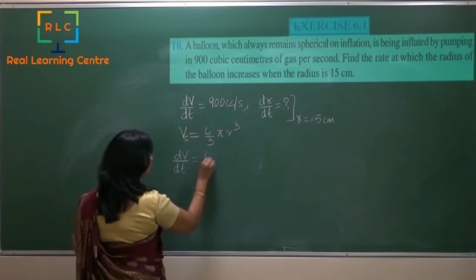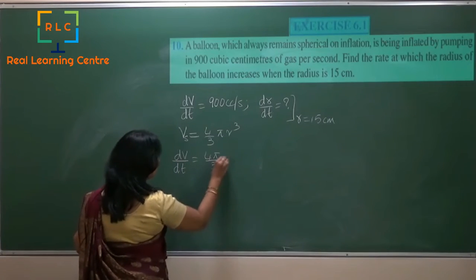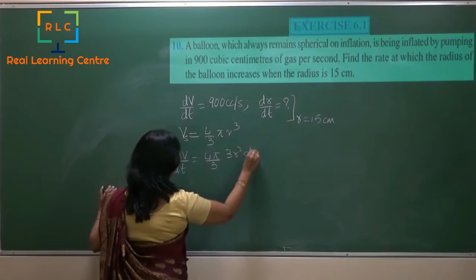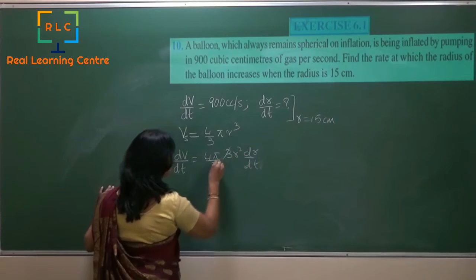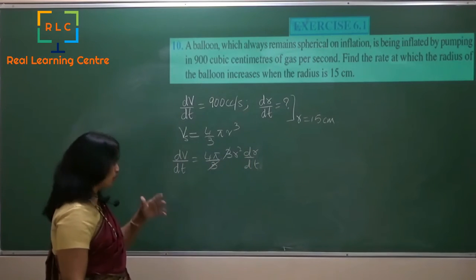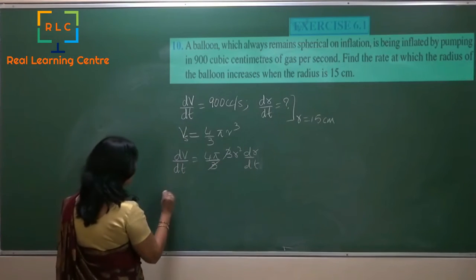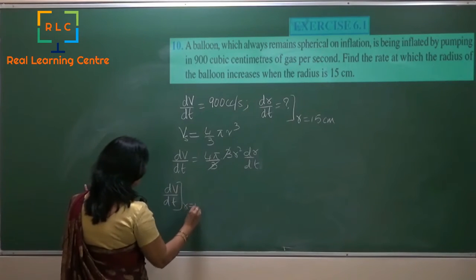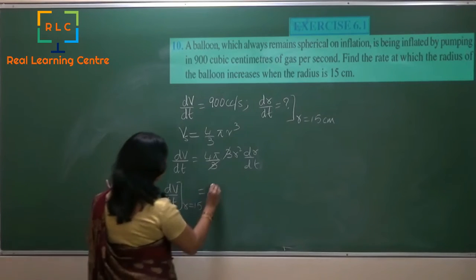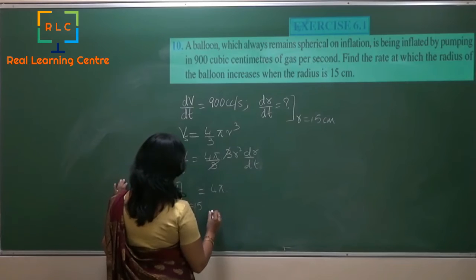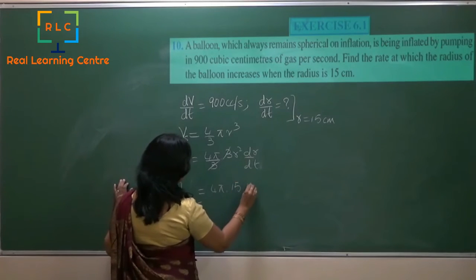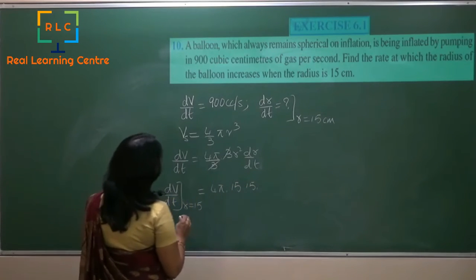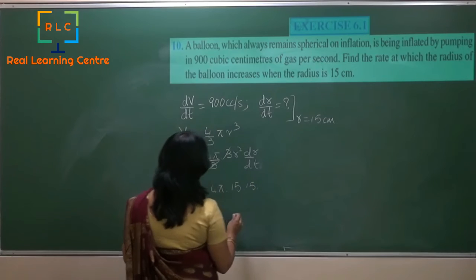dV by dt is equal to 4 pi by 3 into 3r square, dr by dt. 3 gets cancelled. And now it's very simple. I need to plug in r is equal to 15. So dV by dt when r is equal to 15 is equal to 4 pi into r square, 15 into 15 and dr by dt.